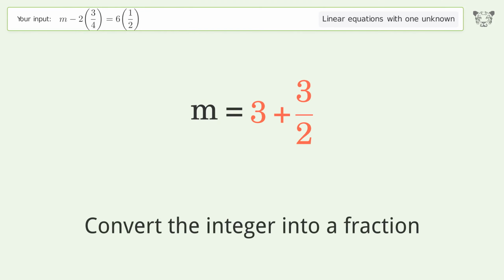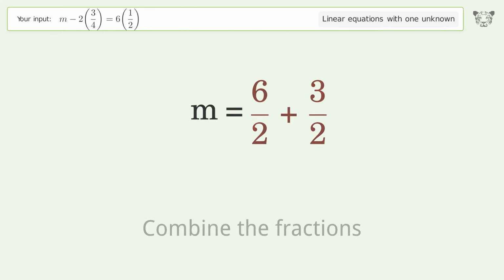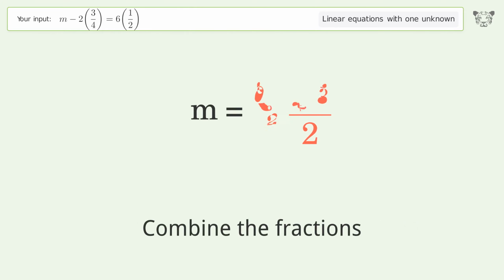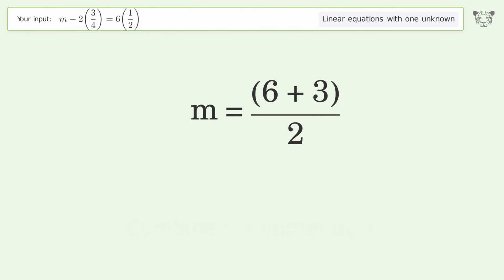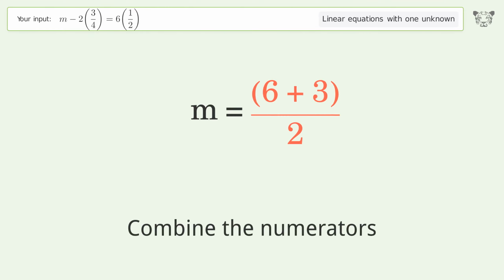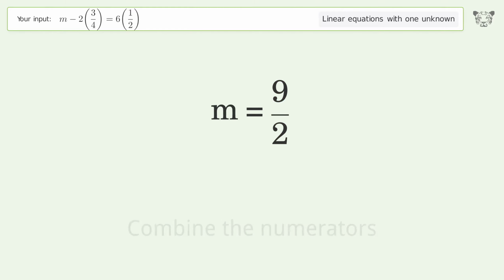Convert the integer into a fraction. Combine the fractions. Combine the numerators. And so the final result is m equals 9/2.